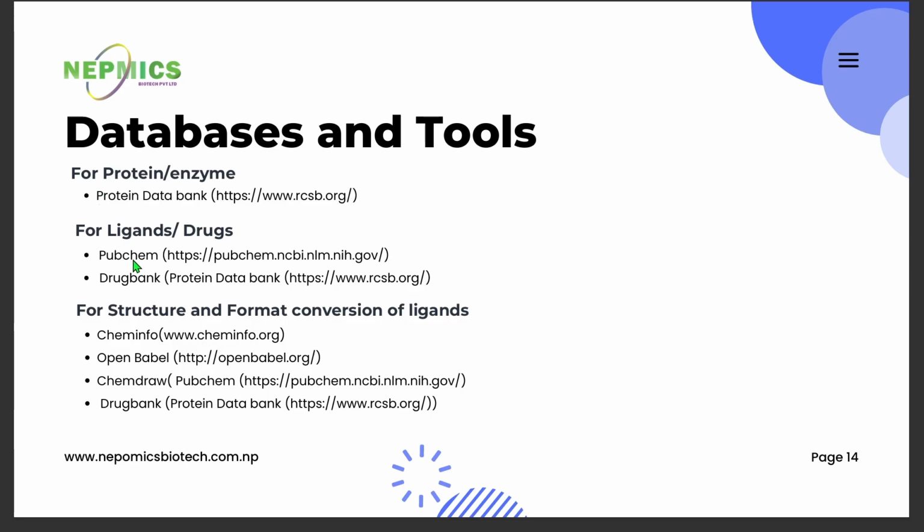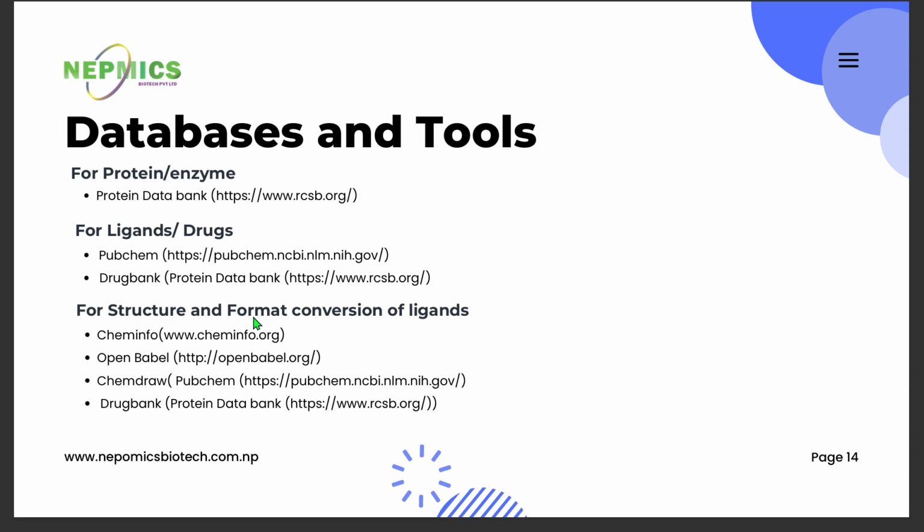For ligand, you can use PubChem and DrugBank. In case of protein, you can also use UniProt. For ligand, you can use PubChem, DrugBank, ZINC, whatever. The link has been given incorrect, so skip it.